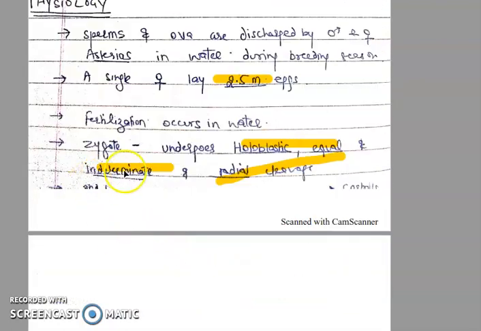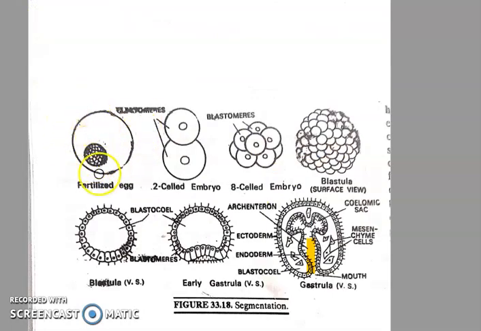Okay, so after fertilization, a zygote is formed that undergoes holoblastic, equal, indeterminate and radial cleavage. So the zygote starts dividing. This picture is showing the fertilized egg that starts dividing. Blastula is formed. In the vertical section, this is the cavity, the blastocoel, lined externally by blastomeres. Then this blastula changes into a three-layered gastrula.